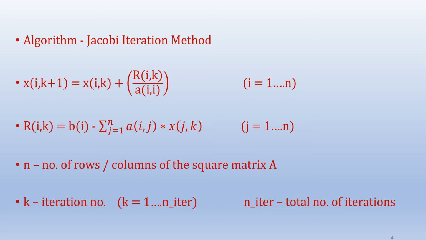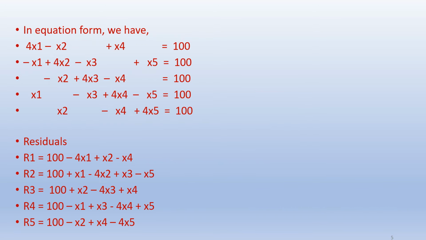b represents the right hand side vector, and a represents the elements of the matrix uppercase A. And k here represents the iteration number. k varies from 1 to n_iter, where n_iter represents the total number of iterations. In equation form, we have 4x1 minus x2 plus x4 equals 100, and so on. Now we need to calculate the residuals from these equations.